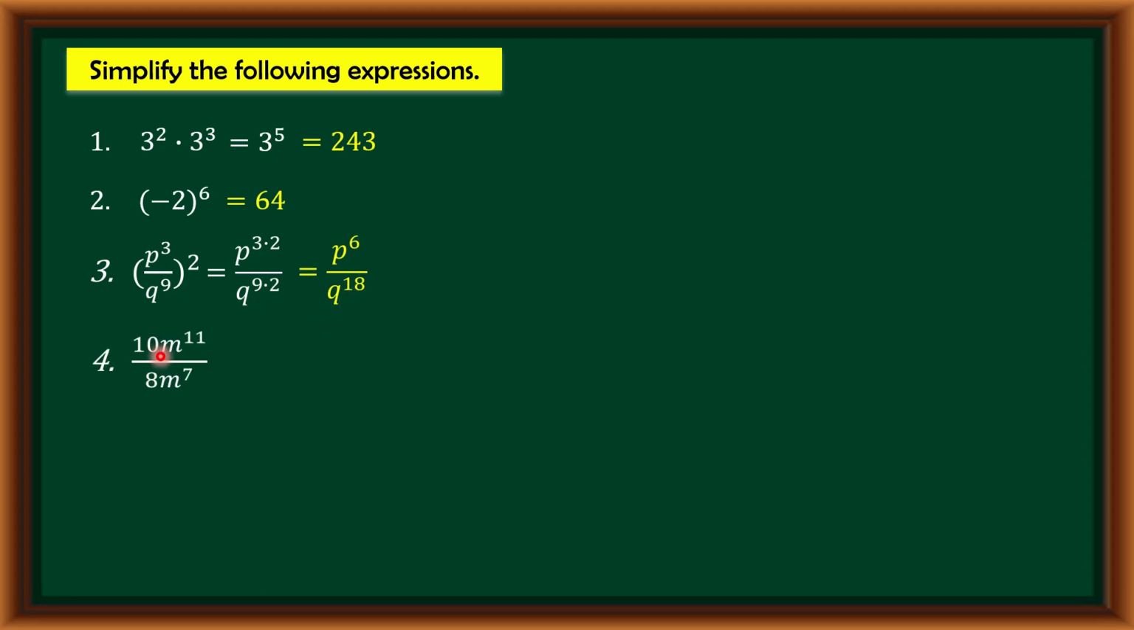Number 4, 10m raised to 11 over 8m raised to 7. In this case, we will use the quotient rule to get the answer. So first, let us simplify 10 over 8. So we have 10 over 8 times m. Let us subtract the exponents. So we have 11 minus 7. And the simplest form of 10 over 8 is equal to 5/4, and 11 minus 7 is equal to 4. Therefore, the answer will be 5m raised to 4 over 4.